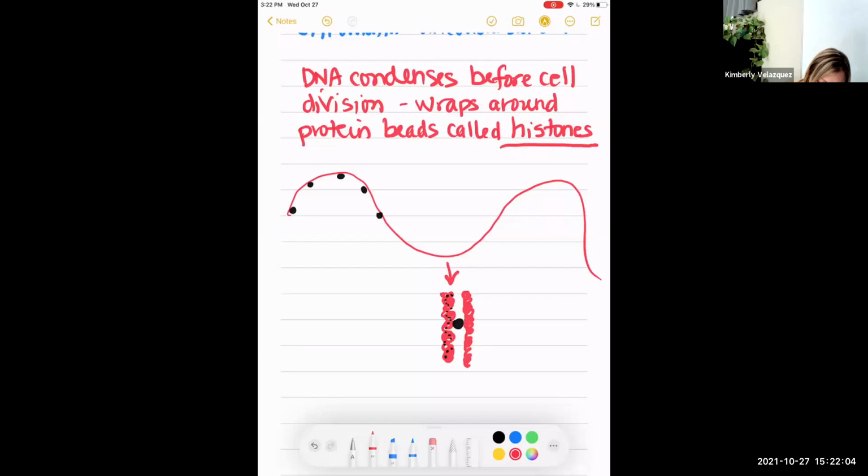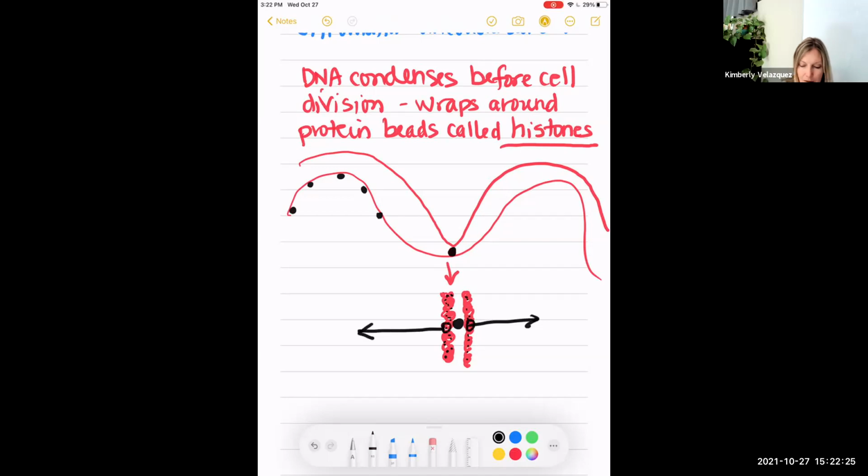So individually, when they're all stretched out, it would look like this. And then when it condenses, it's going to look like this. And it's much easier to pull this into two separate cells than to pull this all tangled up with its friends into two separate cells.